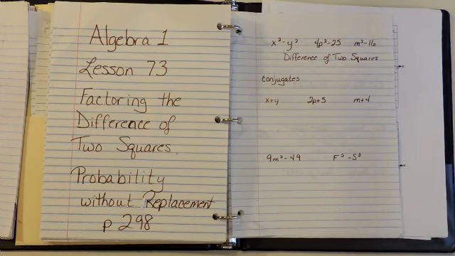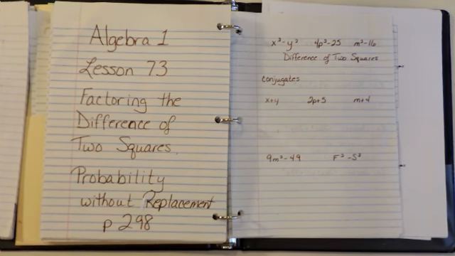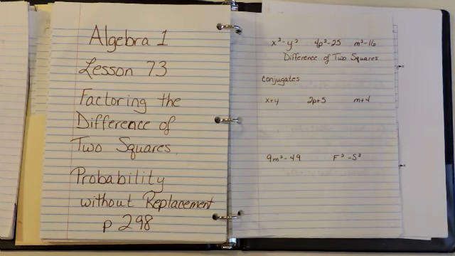This is Algebra 1, Lesson 73. We're going to talk about factoring the difference of two squares and probability without replacement. We're starting on page 298.